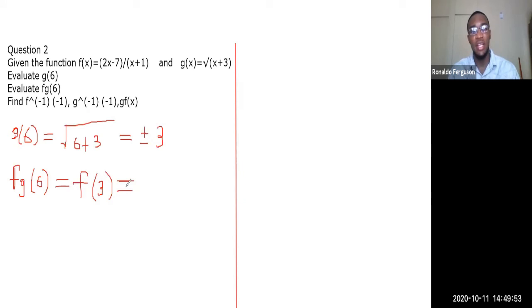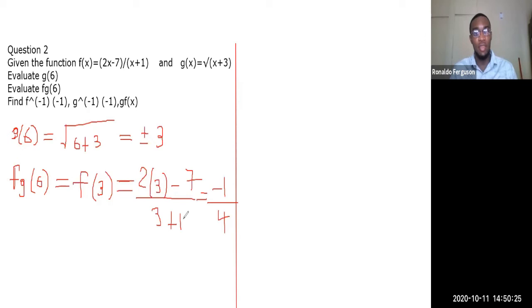So f of 3, because g of 6 is 3, would be 2 times 3 minus 7 over 3 plus 1. So this works out to be 6 minus 7, which is negative 1, over 3 plus 1, which is 4. So fg of 6 is negative 1 over 4. Alright?